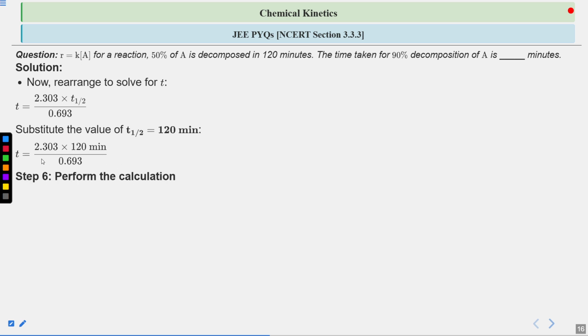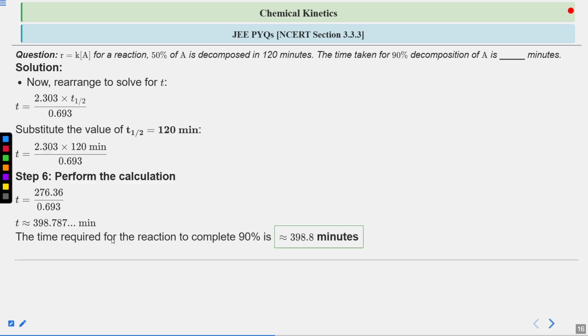We calculate this fraction in step 6 and get t equals 276.36 divided by 0.693. So t comes out approximately equal to 398.787 minutes, the time required for the reaction to complete 90%, which is what our question was asking. The time is going to be approximately 398.8 minutes. Hence this is our correct answer for this question.